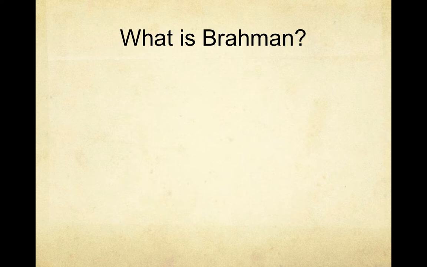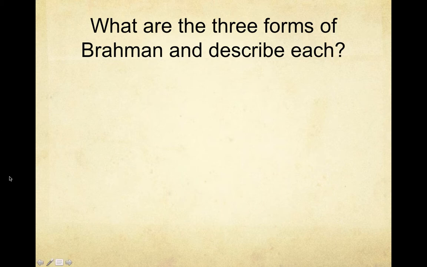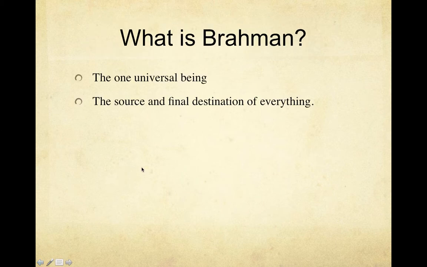The next part of this, once you've gotten done with that, is the idea of Brahman. Brahman is this one universal being. It is the source and final destination of everything. If you were talking about the monotheistic religions, it is the god of the gods. It's what everybody is part of. You want to be part of Brahman. It's this gigantic being that all of these other gods kind of shoot off of.